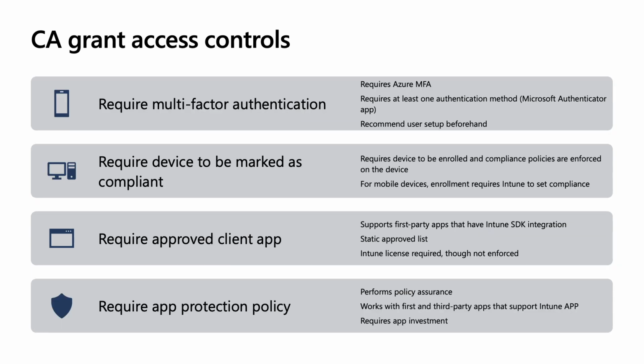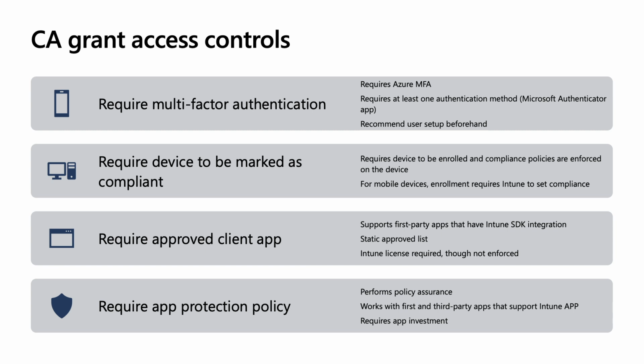And then finally, we have our conditional access grant access controls. These are utilized when you create a conditional access policy that allows access and further scope what must occur in order for a token to be granted to the user. First and foremost, we have the ability to force multi-factor authentication. This requires Azure multi-factor authentication and one authentication method. If the user has not set up multi-factor authentication, they will be prompted to do so. If the user doesn't complete their multi-factor authentication setup, then they will be prevented from authenticating.